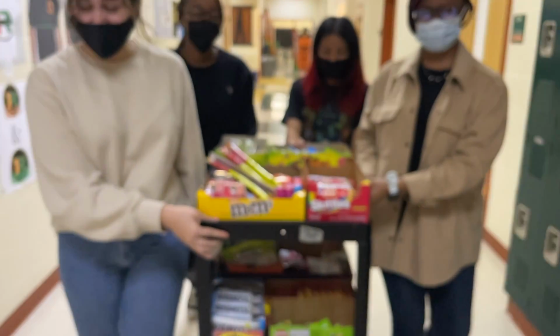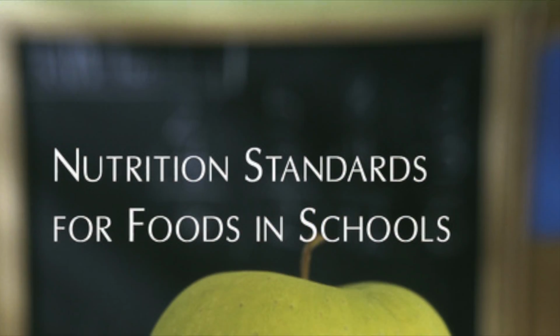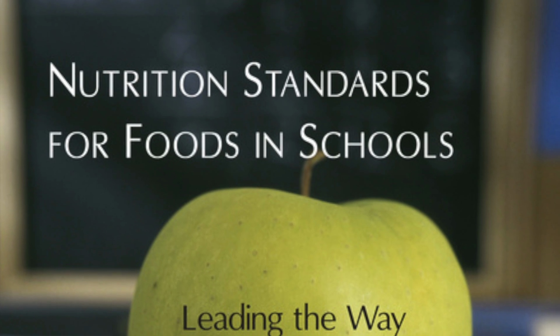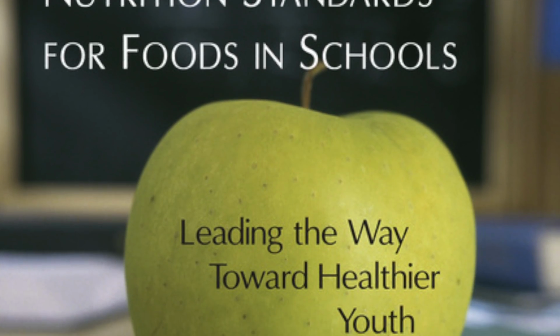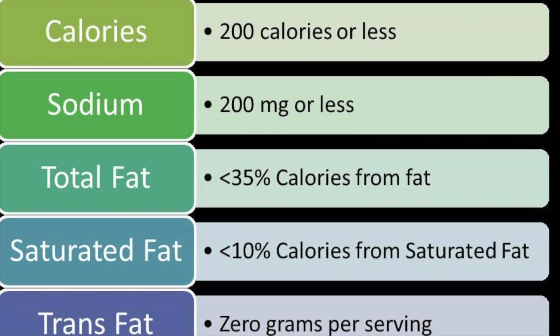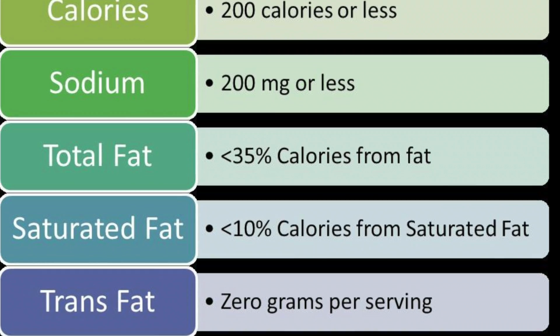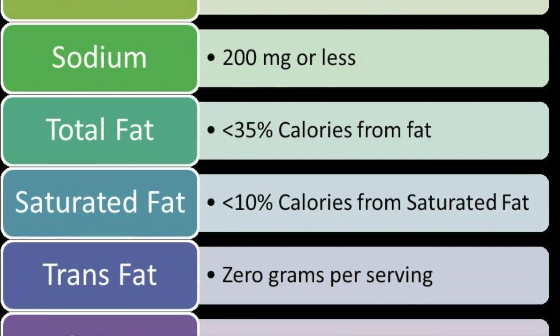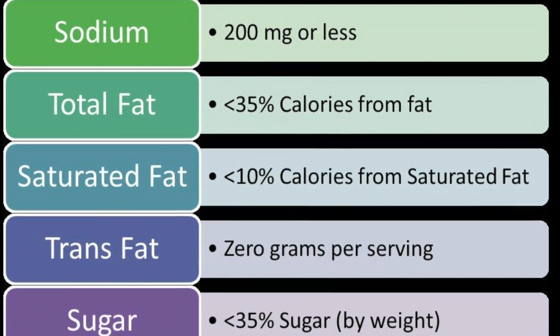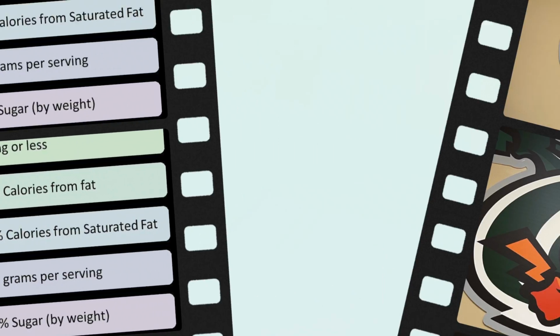Smart Snacks in Schools refers to national nutrition standards for food and beverages that compete with meals provided in the cafeteria. Competitive foods and beverages sold during the school day must meet or exceed Smart Snacks and school nutrition standards. These standards limit fat, sugar, sodium, and calorie content.